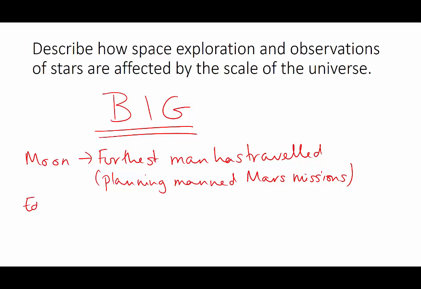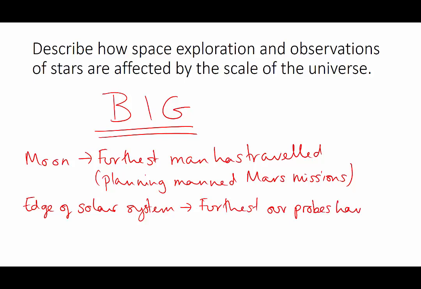Equally, when we look into space, we're seeing light that left the stars it's coming from millions, billions of years ago. So we are looking back in time as we look out in space. And that's affected how we measure space, because we're seeing things that are happening a long time ago.